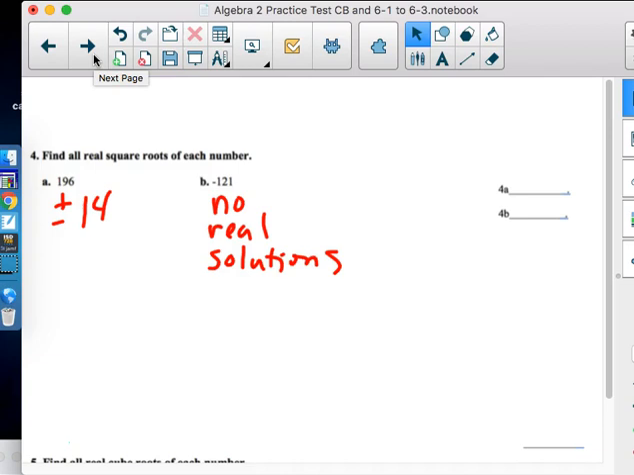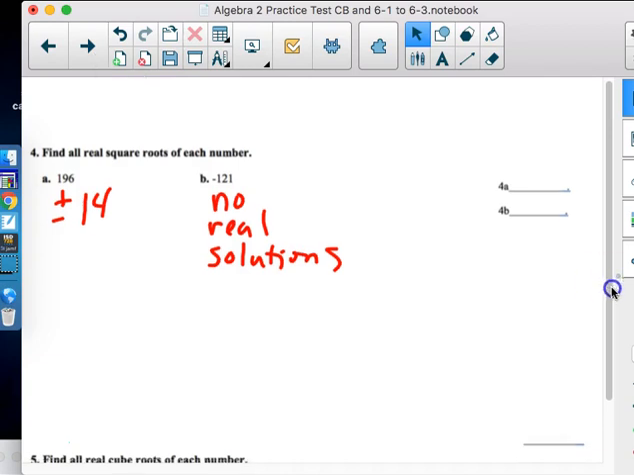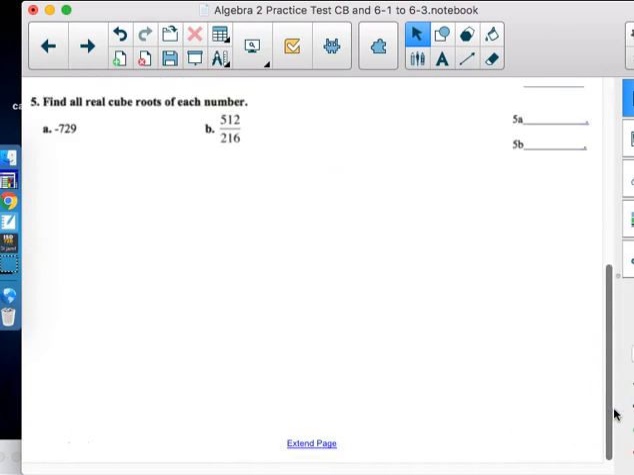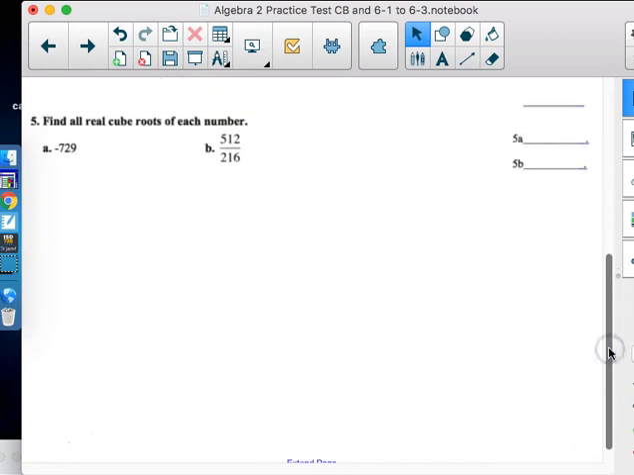Okay. Ooh, cube roots. Yeah, you might want the power chart handy for that one, huh? Cube root of negative 729. Negative 9? So negative 9 times negative 9 times negative 9 is negative 729. Beautiful. Yeah, it is.